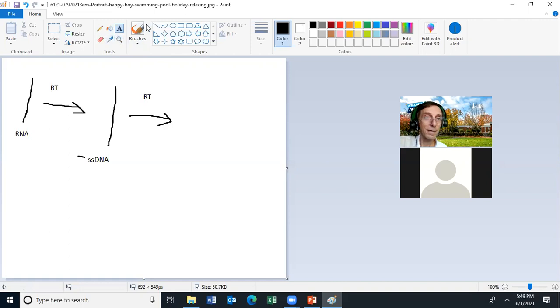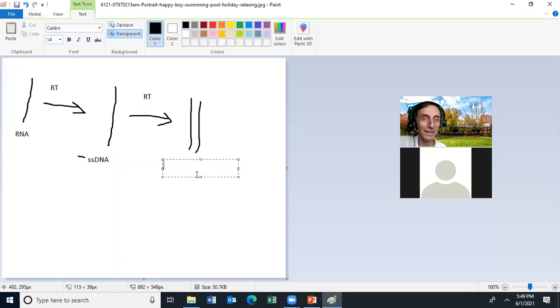What do you think it'll make it? It'll make it double-strand DNA. That's not drawn too well, but you get the picture. Actually, I bent it in the right place. That was totally by accident. I'm not that good of an artist. DS stands for double-strand.